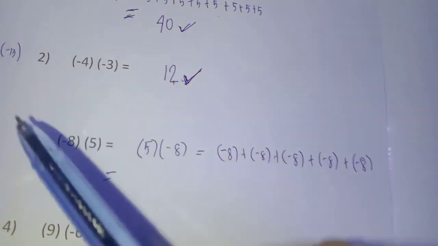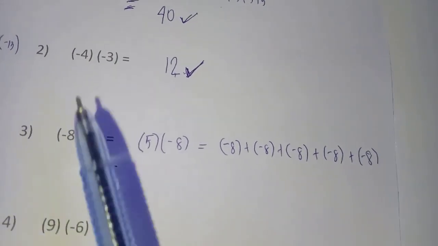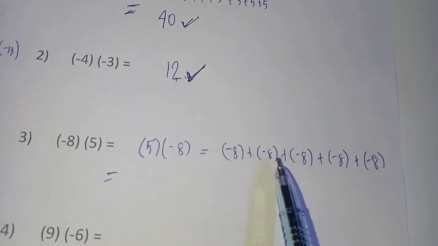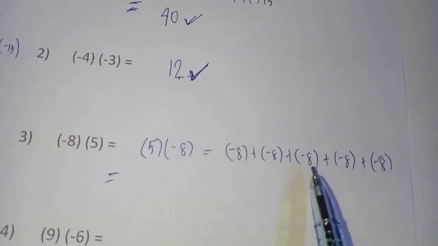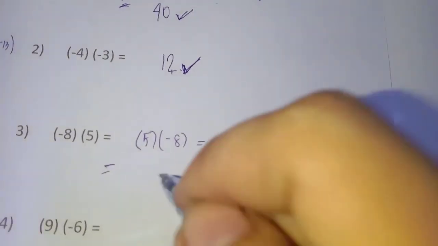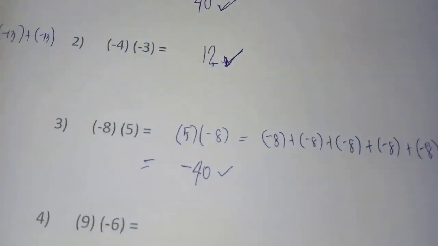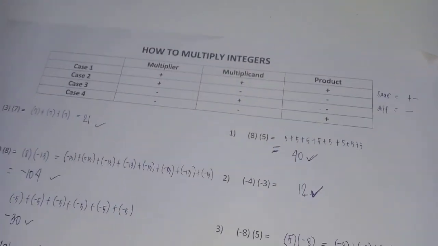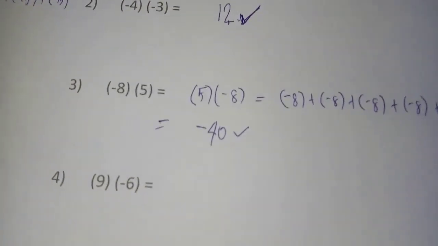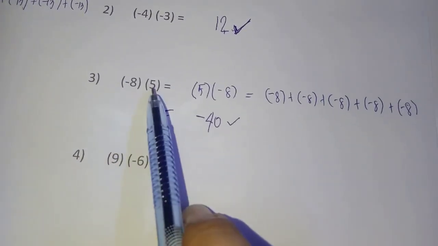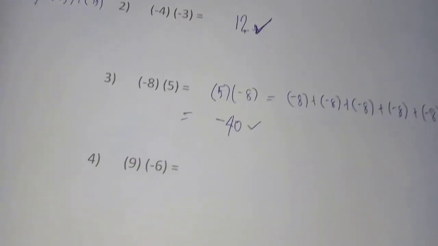Okay? Again, for those who know multiplication, 8 times 5 is equal to 40. For those who don't, you can use repeated addition. That is negative 8 plus negative 8 is negative 16, plus negative 8 is negative 24, plus negative 8 is negative 32, plus negative 8, we have negative 40. So that means negative 8 times 5 is equal to negative 40. This is case number 3. Multiplier is negative, multiplicand is positive, and the product is always negative. Again, if the integers have different signs, one negative, one positive, their product is always negative.